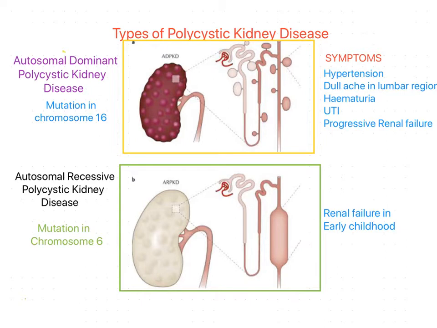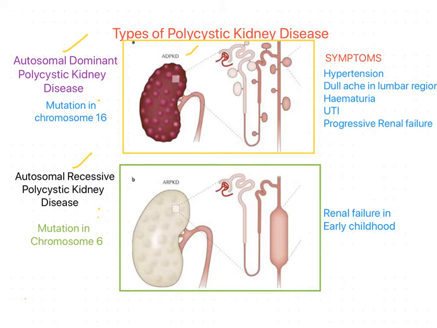The adult type is called autosomal dominant polycystic kidney disease, whereas the infantile type is called autosomal recessive polycystic kidney disease. So what happens in the case of autosomal dominant polycystic kidney disease? Simply, we can call it ADPKD. This is the abbreviation for it.